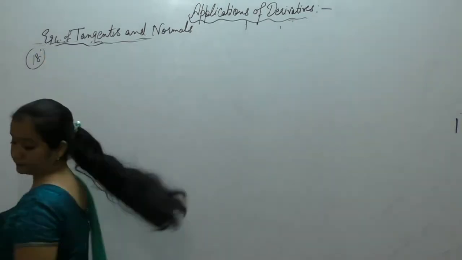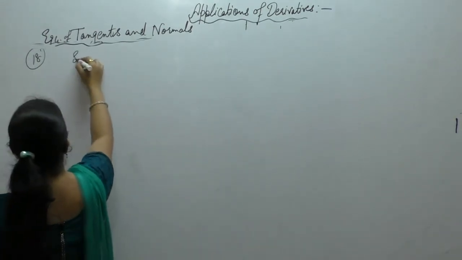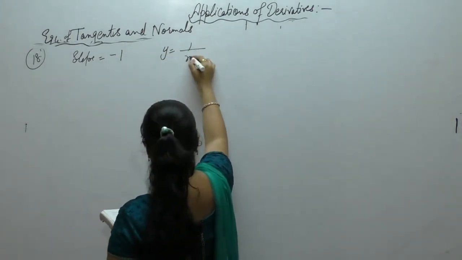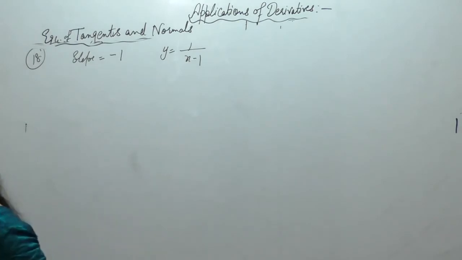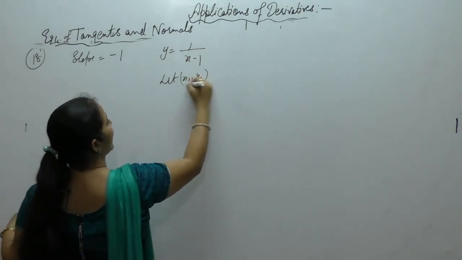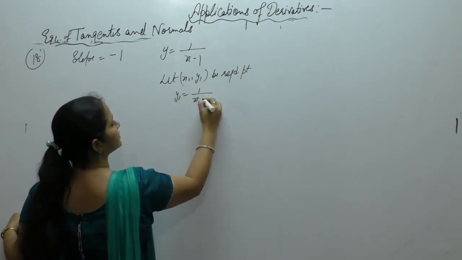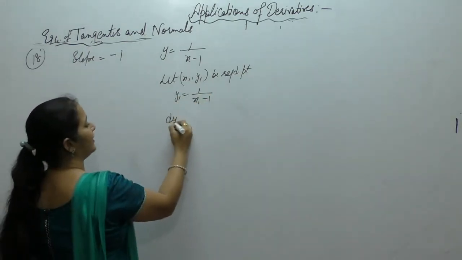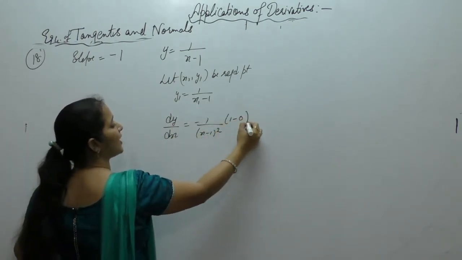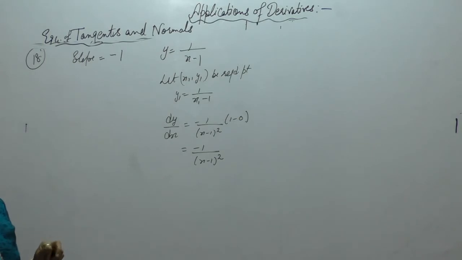Next one is, find the equation of all lines of slope 1, minus 1 and tangents to the curve y is equals to 1 upon x minus 1. Let x1, y1 be the required point. Then y1 is equals to this. Now differentiate y, derivative of 1 upon x minus 1 upon x square. Derivative of x is 1, 1 is 0. So minus 1 upon x minus 1 square.